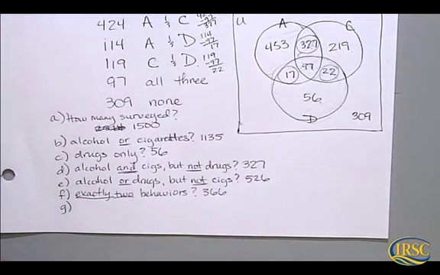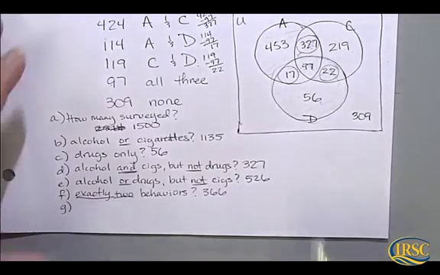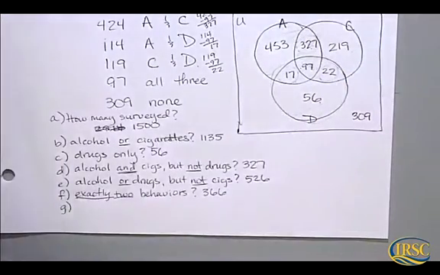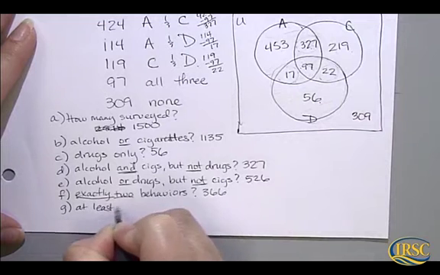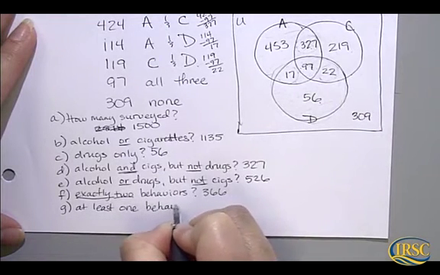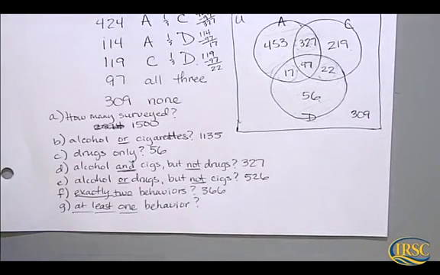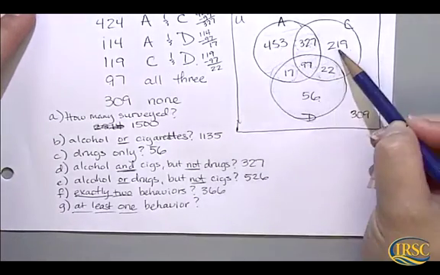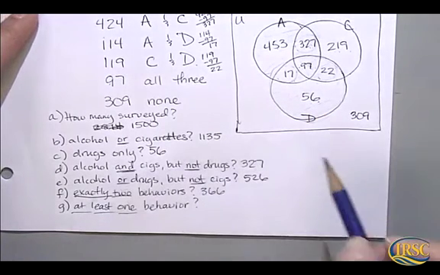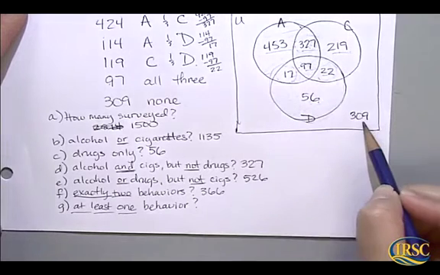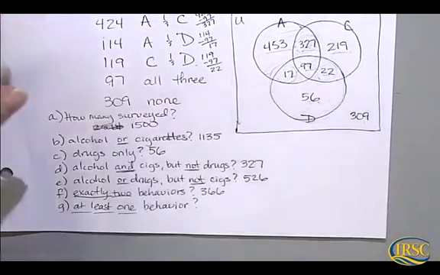And then G, how many engaged in at least one of these behaviors? Okay, at least one. We talked about that last time, and you said it includes everything inside of A, B, and C, which is correct, because this is exactly one behavior. This is exactly one behavior, and so is this. But it didn't want exactly, it wanted at least one behavior. And remember that at least one means one or more behaviors. So it's all of these numbers except for the number that said none. So what did it add up to?